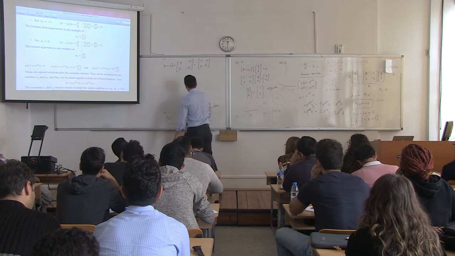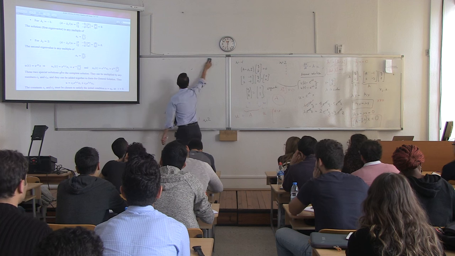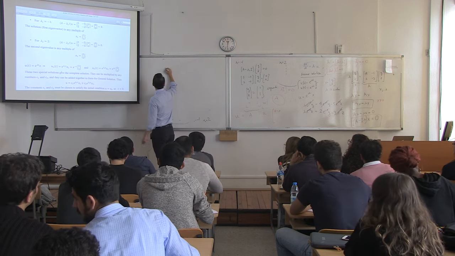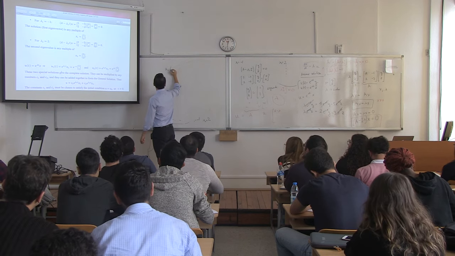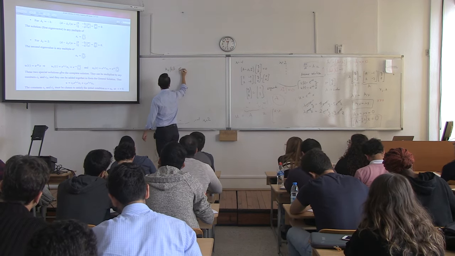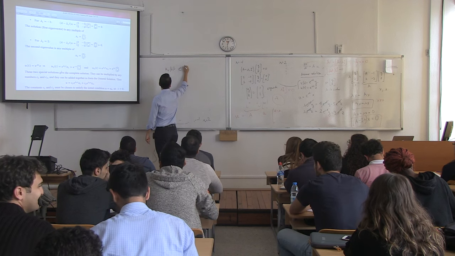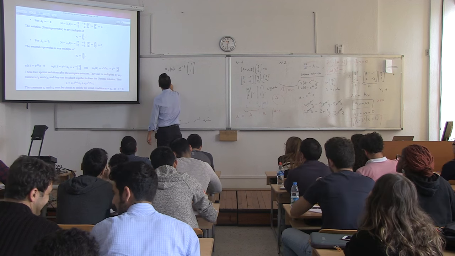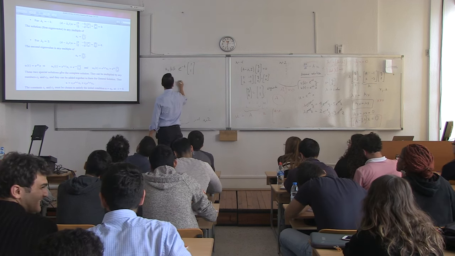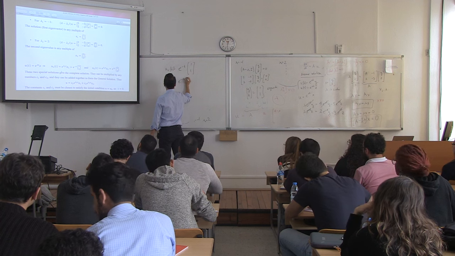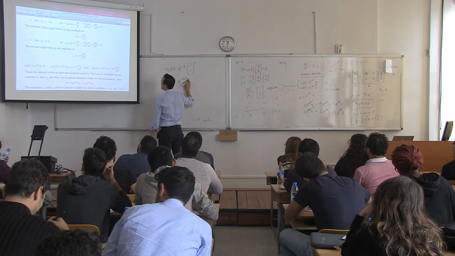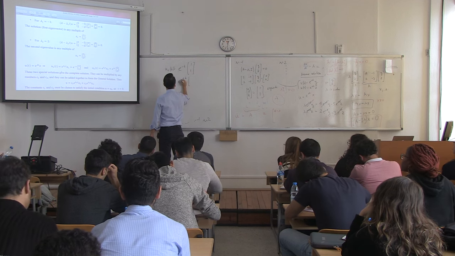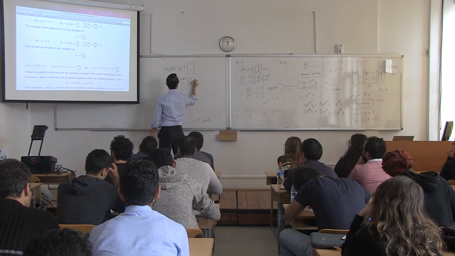First solution is, just bear with me for a few more minutes, we'll be done. The first solution is u1 of t is equal to e to the power lambda 1, minus 1, times t times the eigenvector 1, 1. And the second solution u2 is equal to e to the power lambda 2 t, times the eigenvector 5, 2.